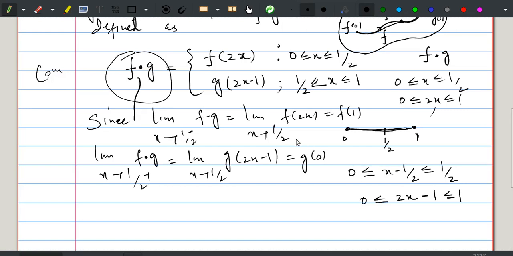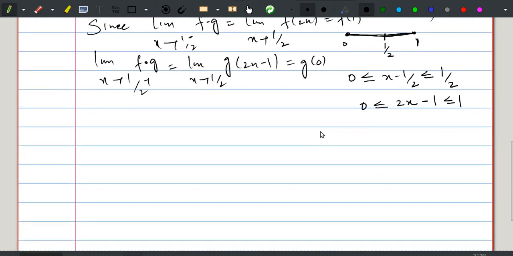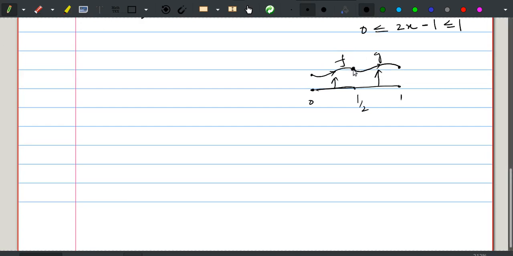So what actually happens here? If this is the interval 0 to 1 and this is 1/2, in the first half interval I have to travel f. So f has to travel twice as fast, and in the next half interval I have to travel g. So this is g here, this is f here, and this point is the same, since f of 1 and g of 0 are equal.